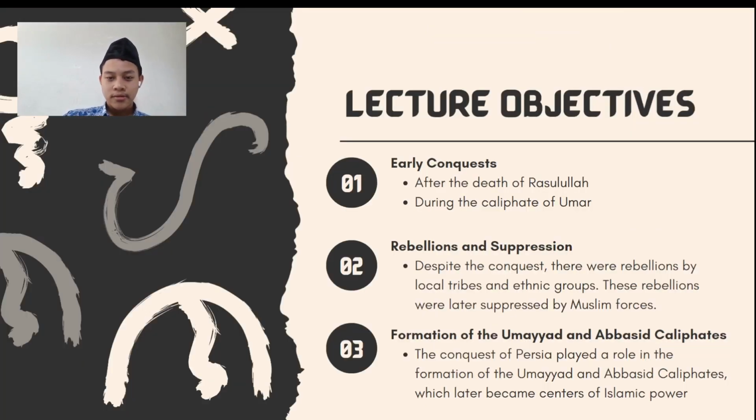Now here go the objectives for this. First are the early conquests after the death of Rasulullah during the Caliphate of Umar, suppression of rebellions, and the formation of the Umayyad and Abbasid Caliphates.